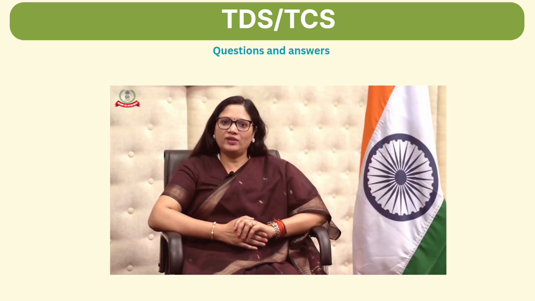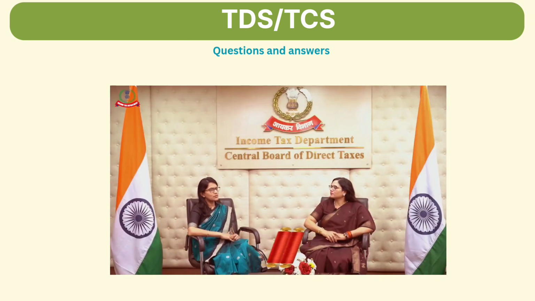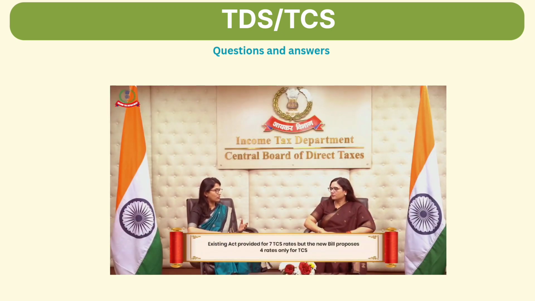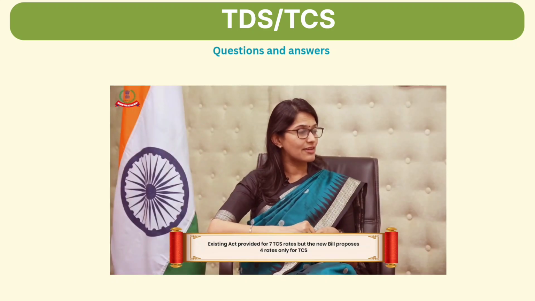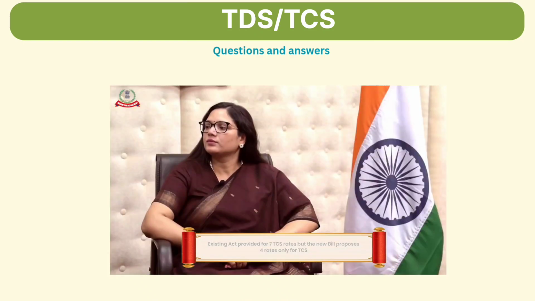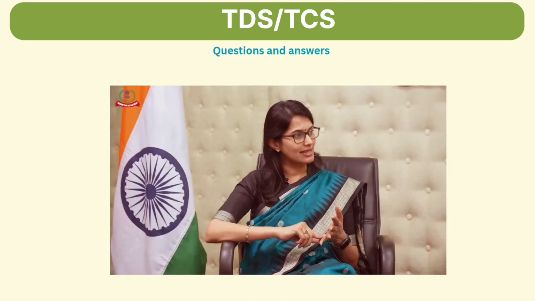Ma'am, how many rates of TCS have been prescribed in the proposed bill? The existing Act provides for 7 TCS rates applicable on various sums, that is 0.1, 0.5, 1, 2, 2.5, 5 and 20%. In the proposed bill, the TCS rates have been rationalized into 4 rates only, 1%, 2%, 5% and 20%.